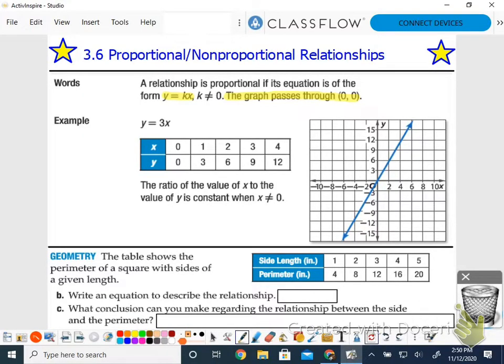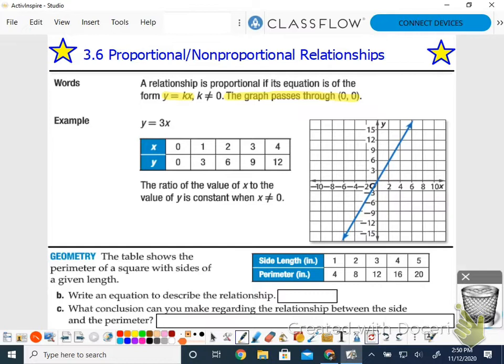All right, lesson 3.6 here on proportional and non-proportional relationships. A relationship is proportional if its equation is of the form y equals kx, k is not equal to 0, and the graph passes through the origin. Some of that should sound very familiar because that's basically exactly what we did for direct variation.